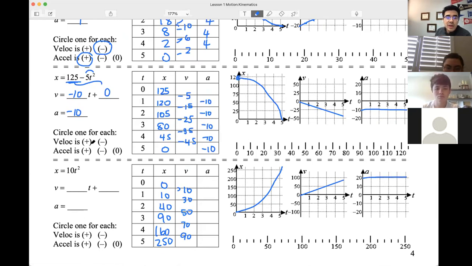So in this one above, what do we have? Velocity is negative and acceleration is negative. Here we have velocity is positive, acceleration is positive. We're looking for where it is on the x-axis. If it's above the x-axis, it's positive. This one is changing by 20 units per second. It's starting at 0, and the acceleration is a constant 20.